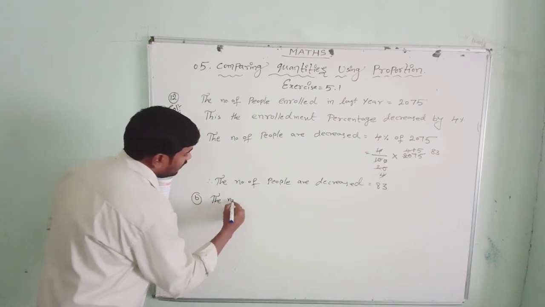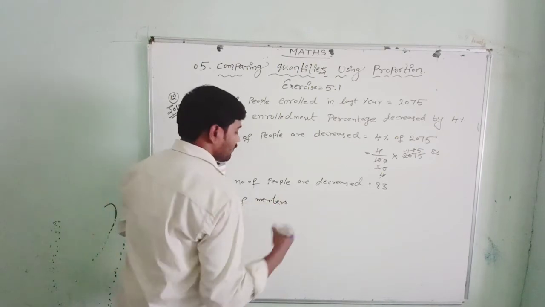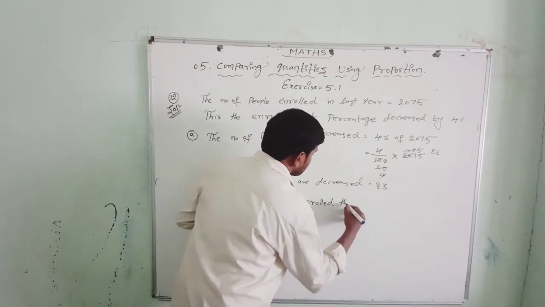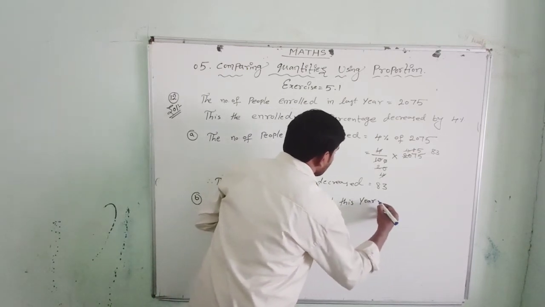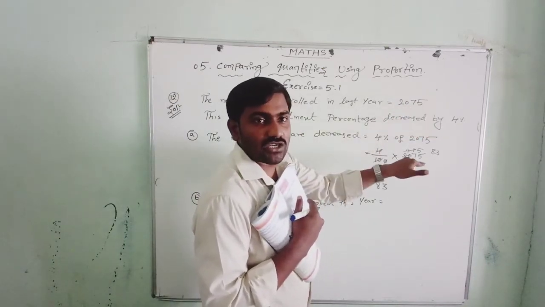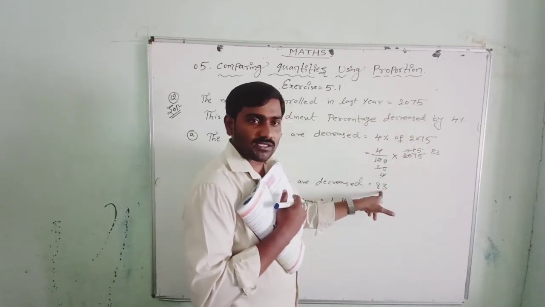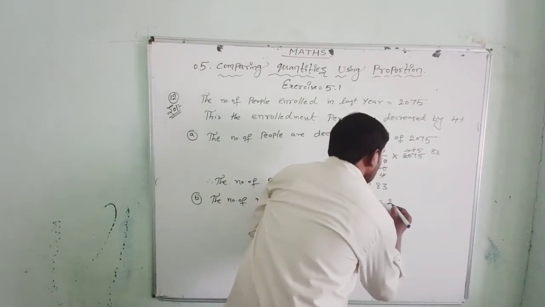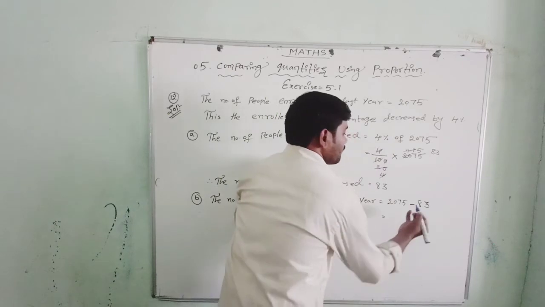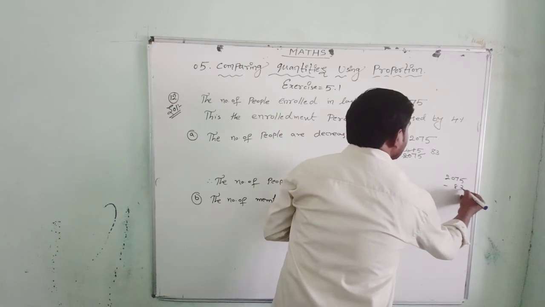Therefore, the number of members or people enrolled this year equals, last year it was 2075. This year it is decreased. How much? 83 people. So from this 2075, you subtract this, and you will get this year's people. So 2075 minus 83 will do it.